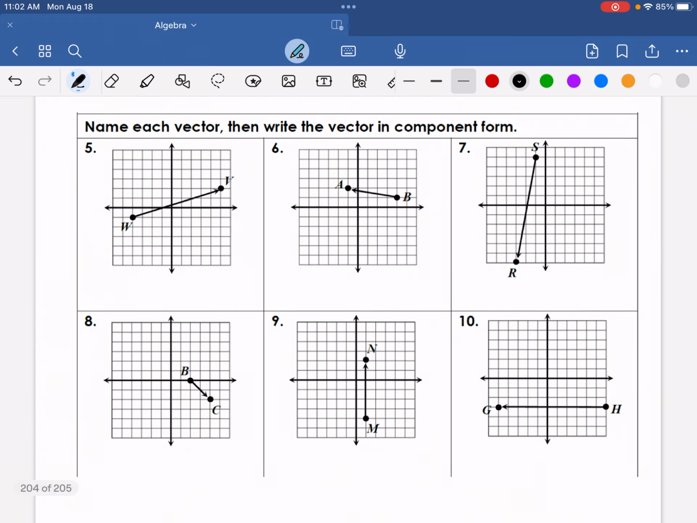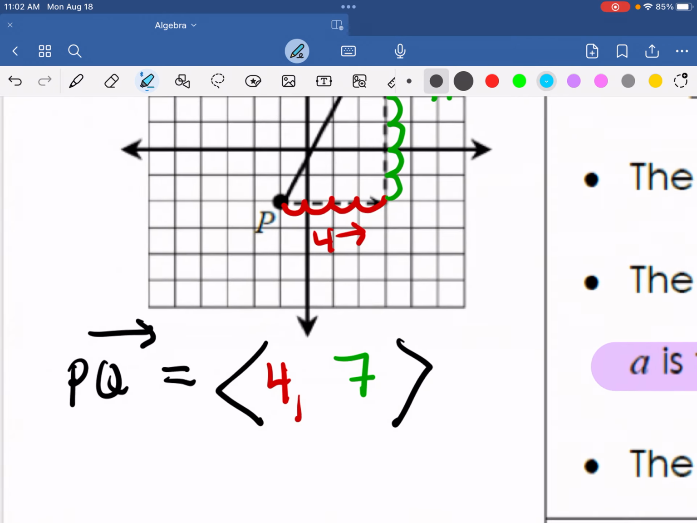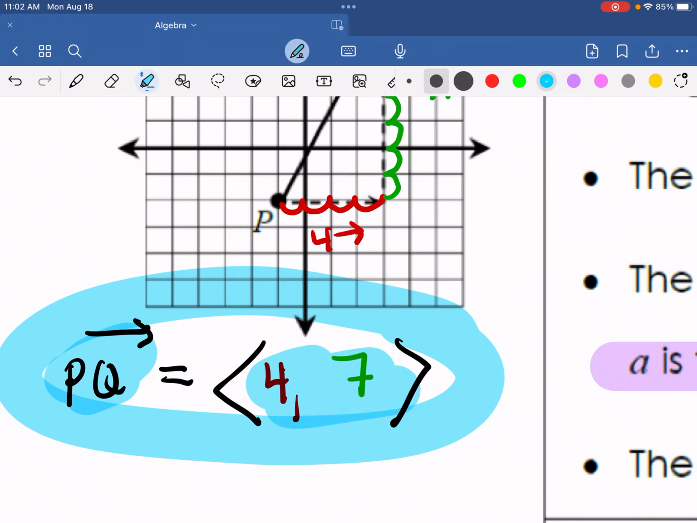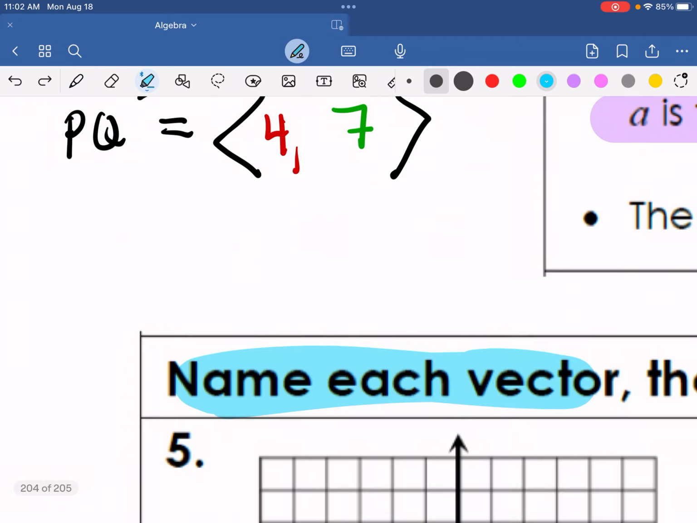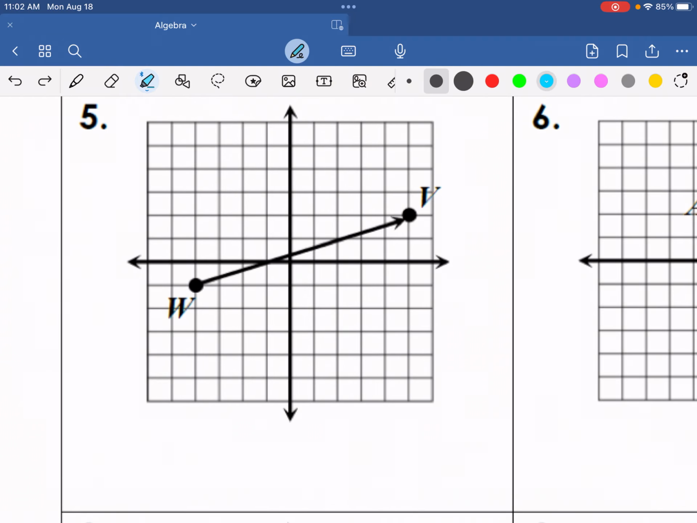Okay, so I will do 2 examples from here, and you should be able to do the rest. Name the vector, give me the name, and write its component form. So all the answers should look like this, the name and the vector component form. All right, so let's look at this one. Are we starting at W or V? We're starting at W because the arrow is going to V. So from W, first we go right or left. So we're going right, 1, 2, 3, 4, 5, 6, 7, 8, 9. 9 to the right, and then you go up 1, 2, 3, 3 up.